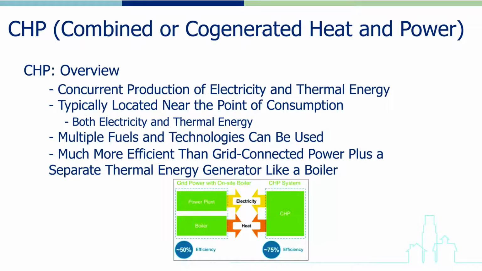In order to take maximum advantage of the heat that they capture, CHP systems are typically located at or near the point of consumption. As the illustration shows, compared to a facility that uses grid electricity and an on-site boiler for heating, a CHP system produces both simultaneously, increasing overall system efficiency significantly, on average from 50% efficient to 75% efficient and sometimes even higher.